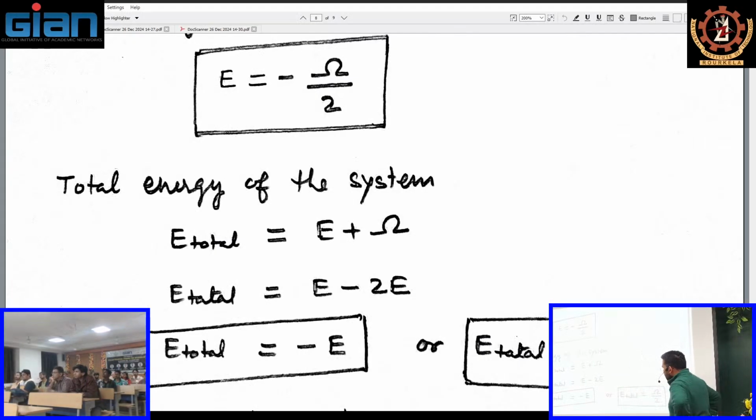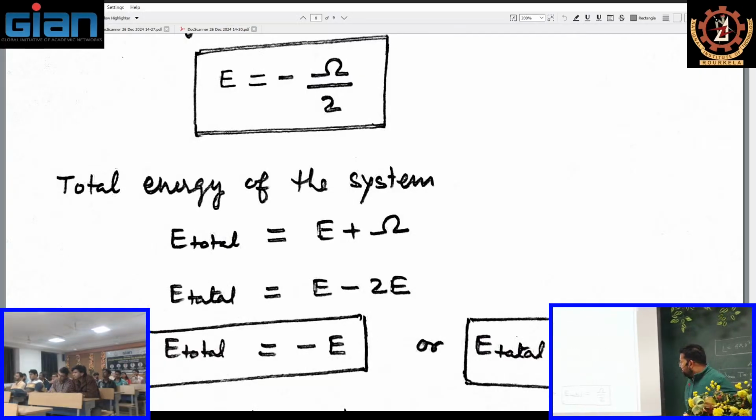So we end up having an expression for the total energy, and the total energy is basically negative, and this total negative energy indicates that we are dealing with a bound system. Okay, it's fine.